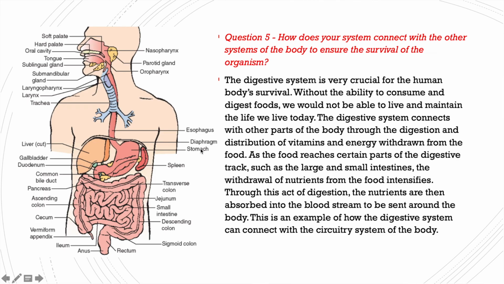How does your system connect with the other systems of the body to ensure the survival of the organism? The digestive system is very crucial for the human body's survival. Without the ability to consume and digest foods, we would not be able to live and maintain the life we live today. The digestive system connects with other parts of the body through the digestion and distribution of vitamins and energy withdrawn from the food. As the food reaches certain parts of the digestive tract, such as the large intestine and small intestines, the withdrawal of nutrients from the food intensifies. Through this act of digestion, the nutrients are then absorbed into the bloodstream to be sent around the body. This is an example of how the digestive system can connect with the circulatory system of the body.